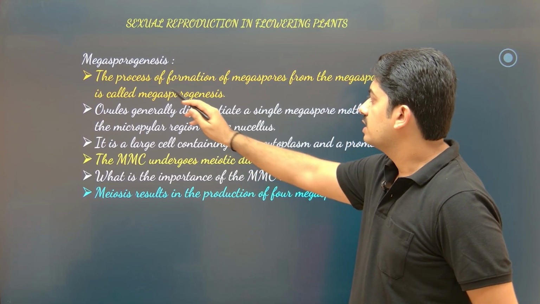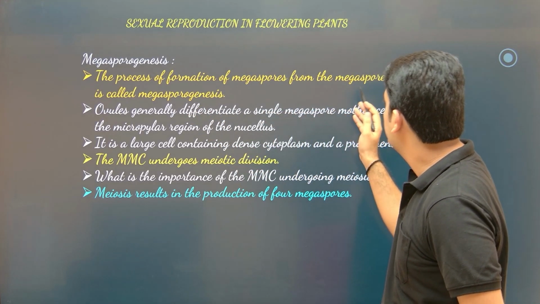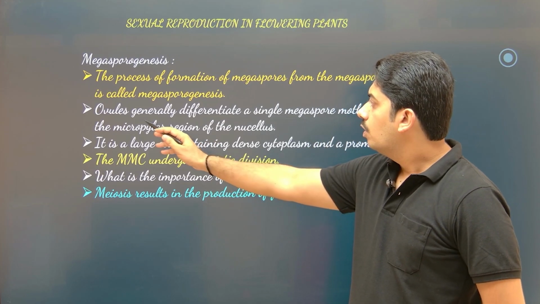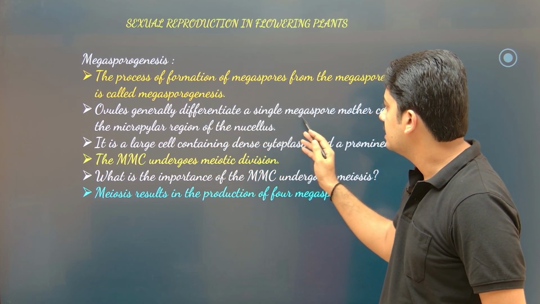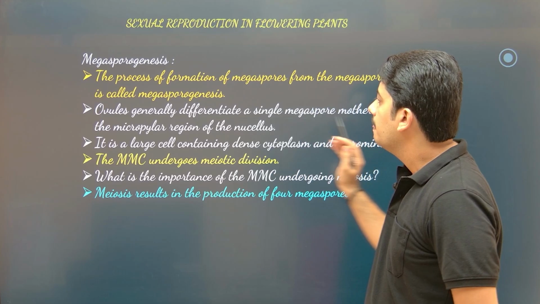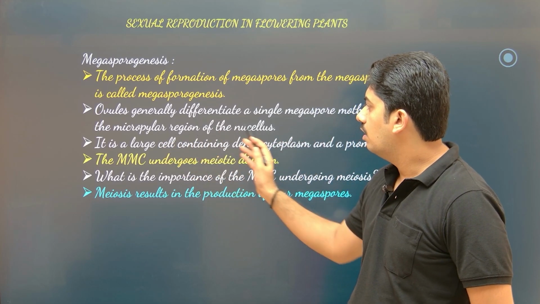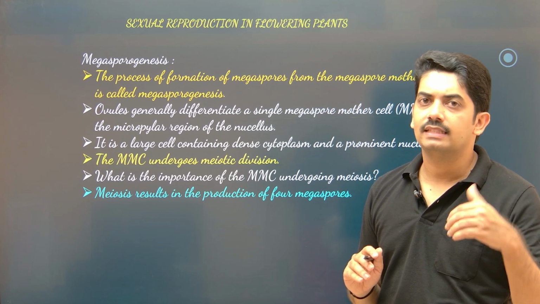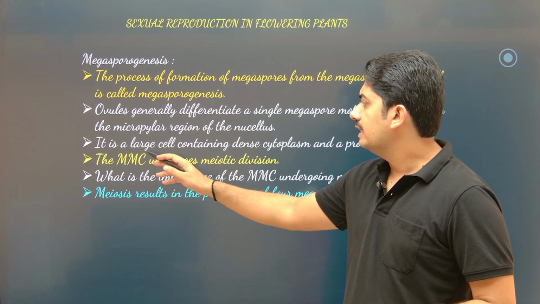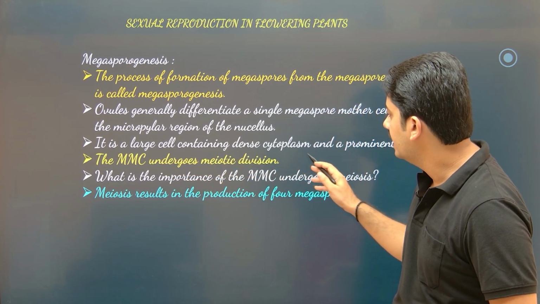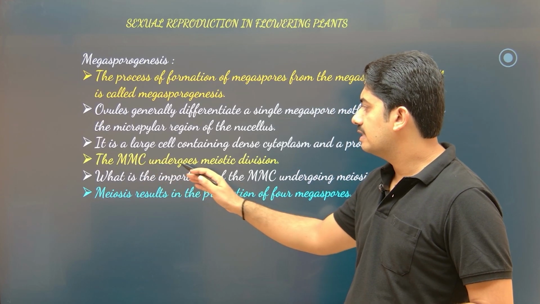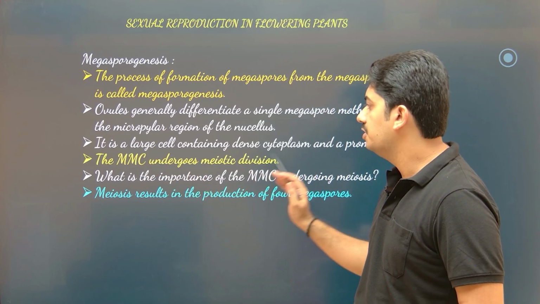The process of formation of megaspore from the megaspore mother cell is called megasporogenesis. Ovules generally differentiate a single megaspore mother cell in the micropylar region of the nucellus. So one of the cells will be retained and the other 3 will degenerate. It is a large cell containing dense cytoplasm and a prominent nucleus. The megaspore mother cell undergoes meiotic divisions.